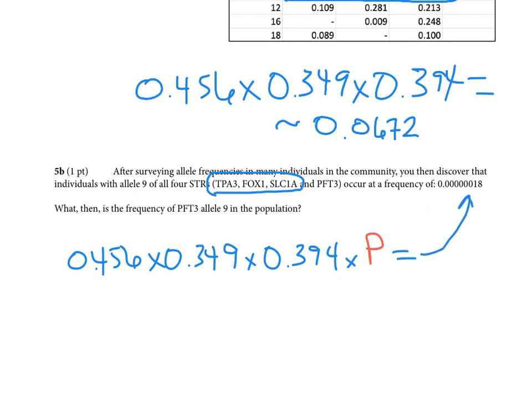So if we solve for P, then P is 2.87 times 10 to the minus 6. You don't have to have written that in scientific notation. You could have just used a decimal response. But that is the answer to this question. This PFT3 allele would have to be at a really, really low frequency to generate the combination of the 4 allele 9s to be that even smaller frequency shown in the question.